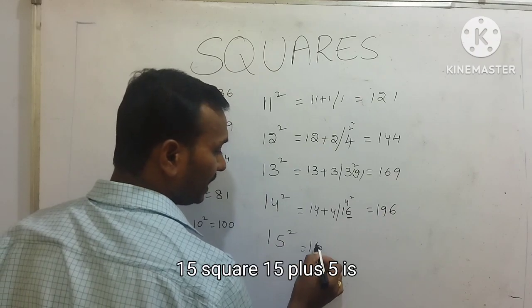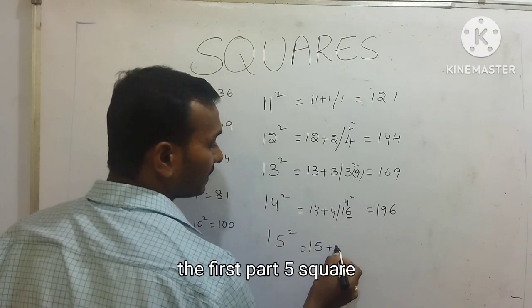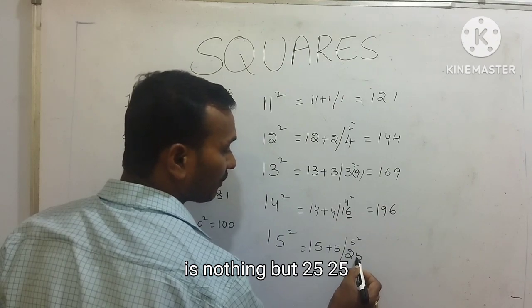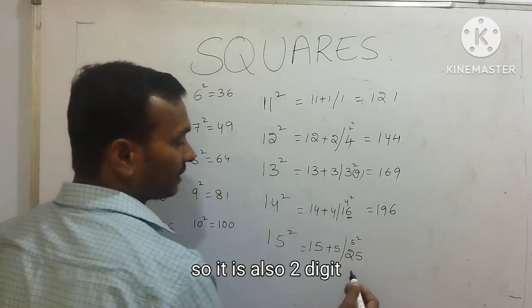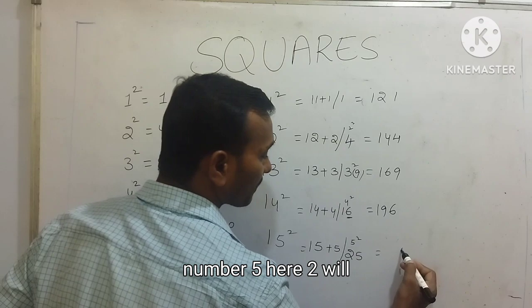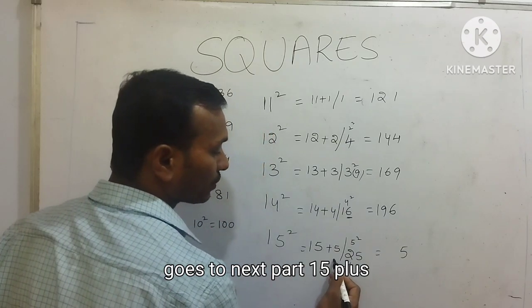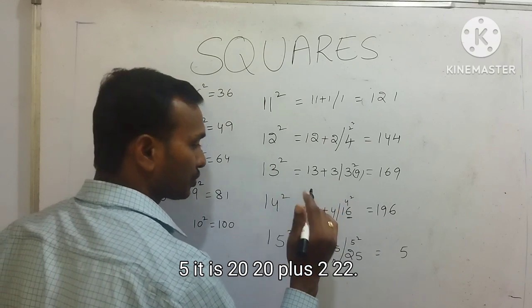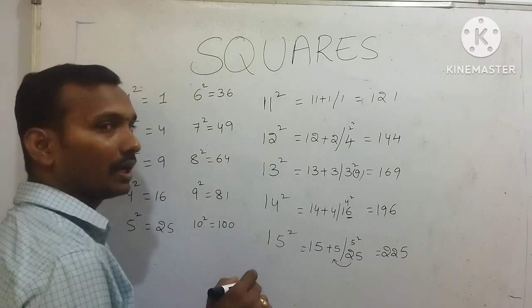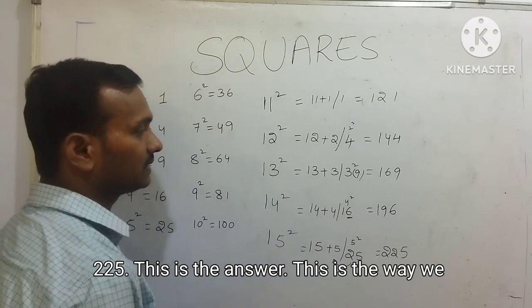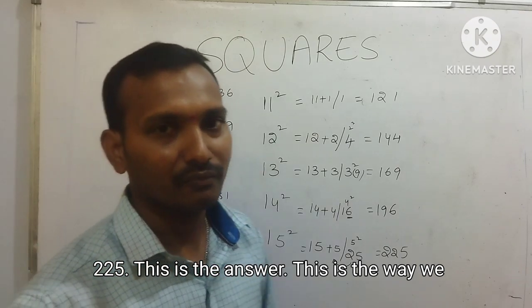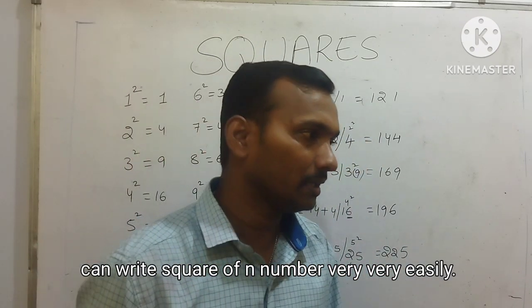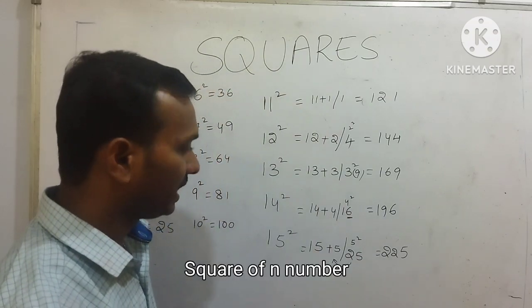15 square. 15 plus 5. It is the first part. 5 square is nothing but 25. So it is also a two-digit number. 5 here. 2 goes to the next part. 15 plus 5, it is 20. 20 plus 2, 22. 225. This is the answer. This is the way we can write square of a number very easily.